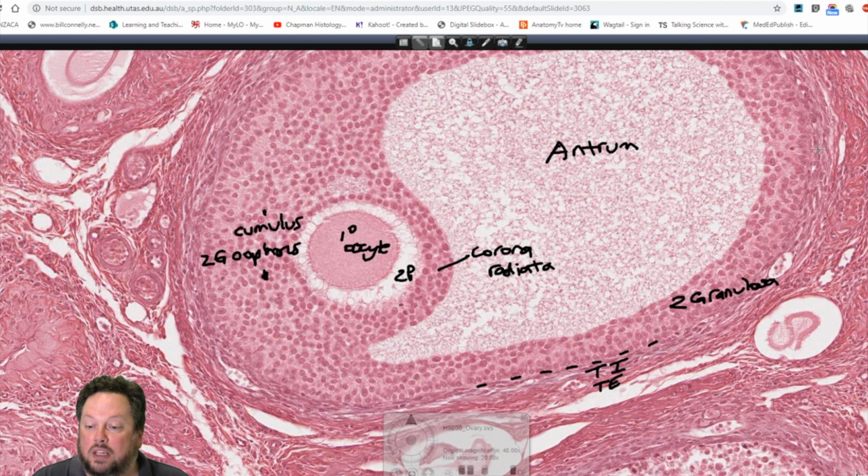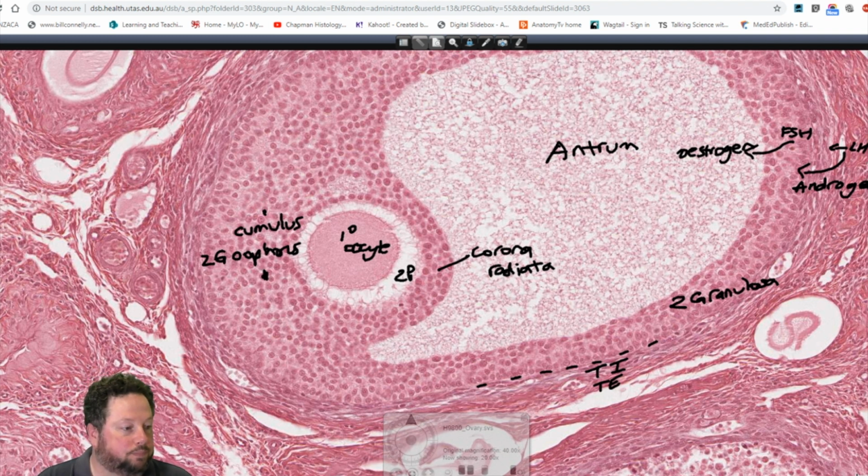So as I mentioned, these cells have receptors for luteinizing hormone. These have receptors for follicle stimulating hormone. This produces an androgen. And then these produce an estrogen through the process of aromatization of that androgen produced by the theca interna cells.